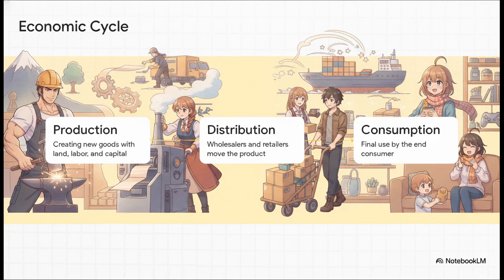It's a 3-step cycle. Step 1 is production, combining land, labor, and capital to make something brand new. Step 2 is distribution, where wholesalers and retailers move that product. And Step 3 is consumption. The source points out that your local grocer or a clothing seller belong purely to Step 2, their distribution. Are they vital? Absolutely, but they are not the producers. Getting this distinction right sets the foundation for everything we're talking about today.